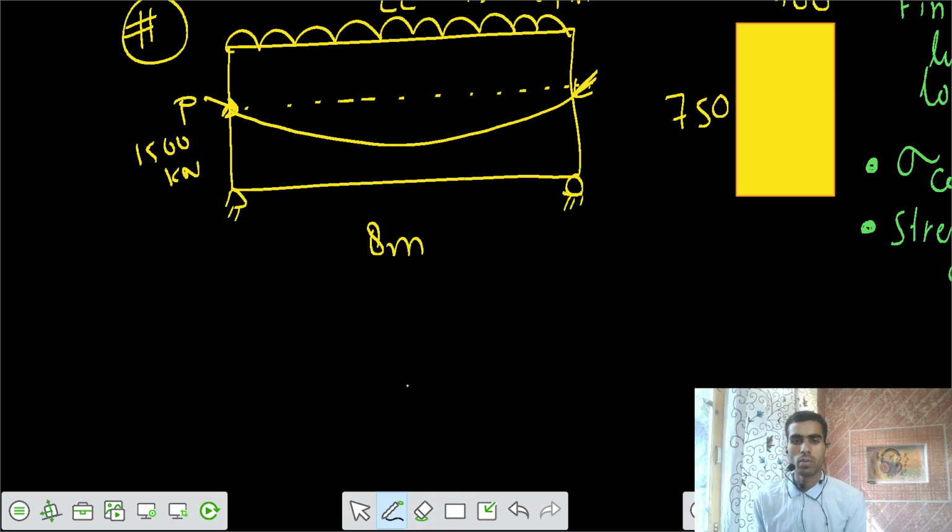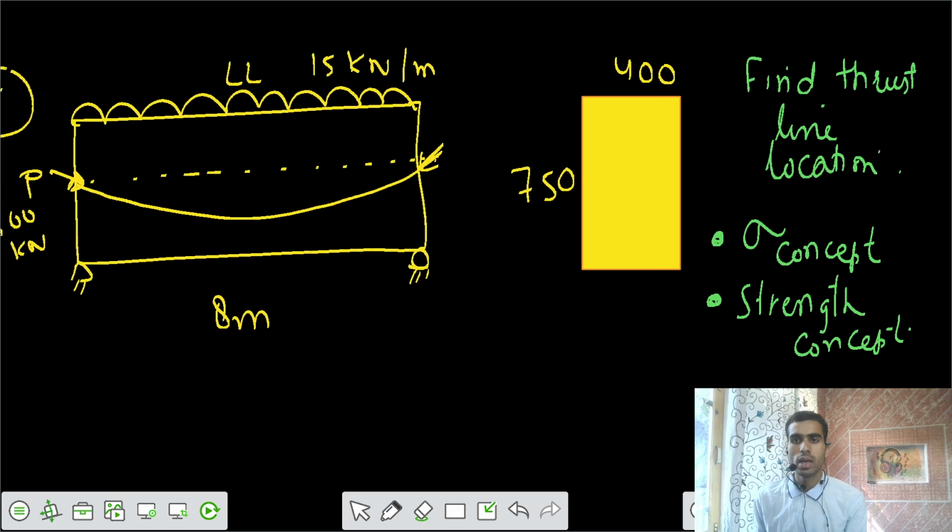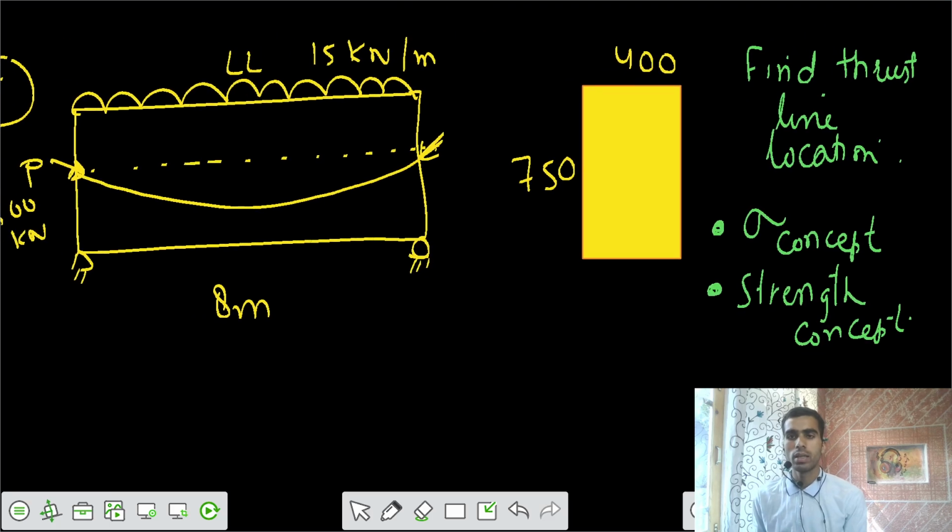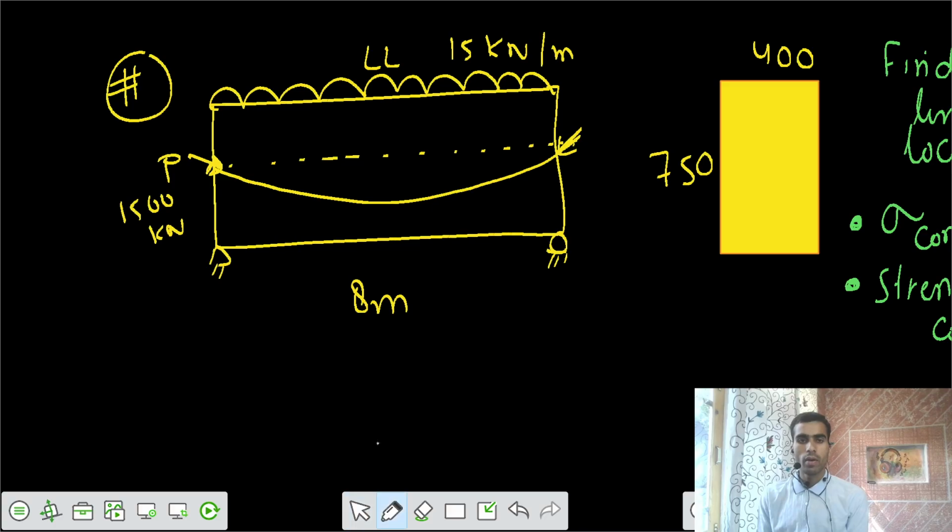So let's try to take the problem. Based on the stress concept, we need to calculate the location of the C force. We have three kinds of forces. One is that we have to calculate stresses at the midspan, so I need the eccentricity at the midspan. Can you tell me what the eccentricity at the midspan is? We are calculating for the midspan section.